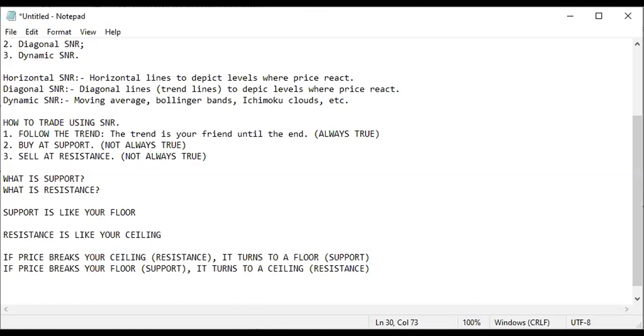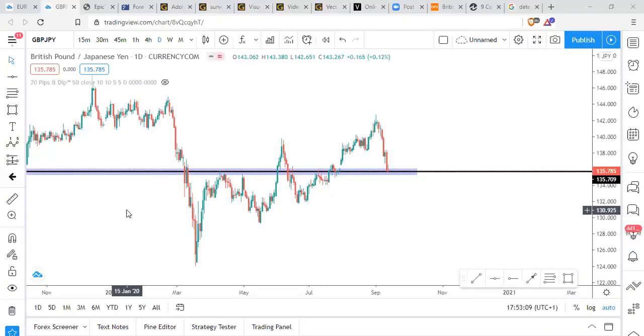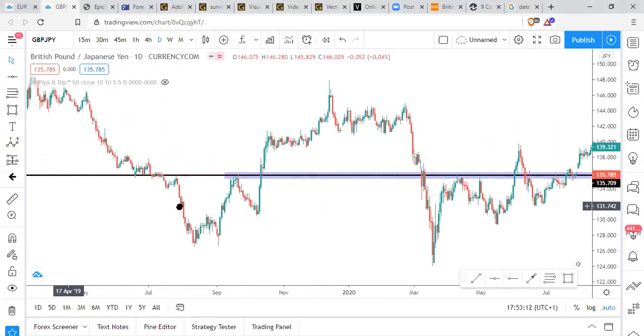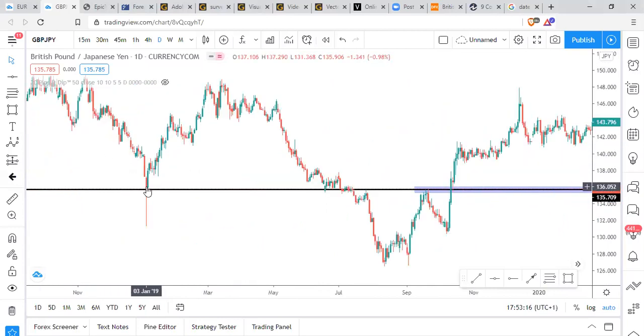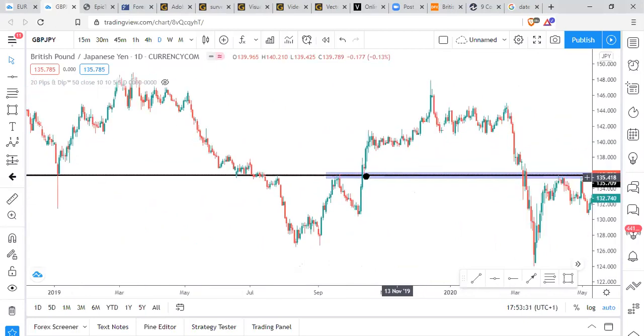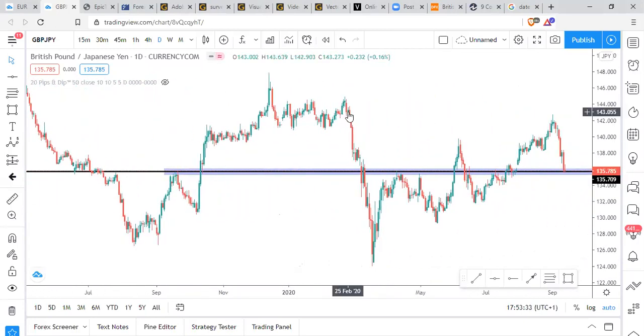All right. Let me share the screen back. So when price was here, look at this now. Price came there, hit my floor, went up, came down, hit my floor, reacted, and what happened? It broke my floor. My floor turned to what? My ceiling. You see? Ceiling. Then what happened? It broke it again. It broke my ceiling, and it became a ceiling back.